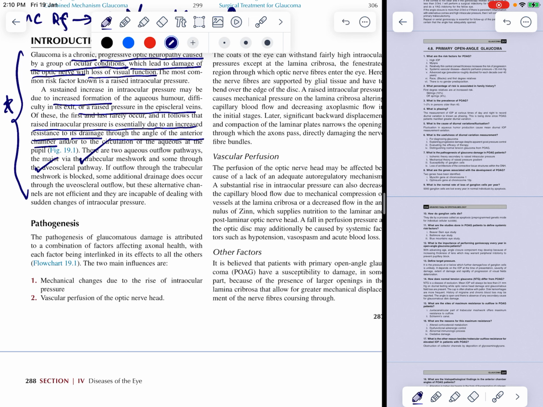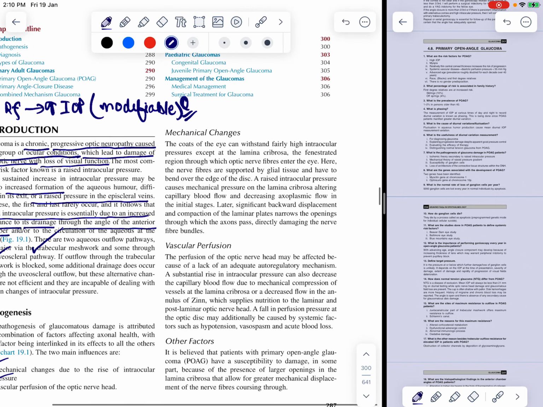Coming to pathogenesis, there are various theories. Two main influences are mechanical changes due to rise in IOP, and vascular perfusion of the optic nerve head. Coming to mechanical changes, the coats of eye can withstand fairly high intraocular pressure except the lamina cribrosa. Lamina cribrosa is a sieve-like structure. It is a fenestrated region through which optic nerve fibers enter the eye. Here the nerve fibers are supported by the glial tissue and have to bend over the edge of the disc. A raised IOP causes mechanical pressure over the lamina cribrosa.